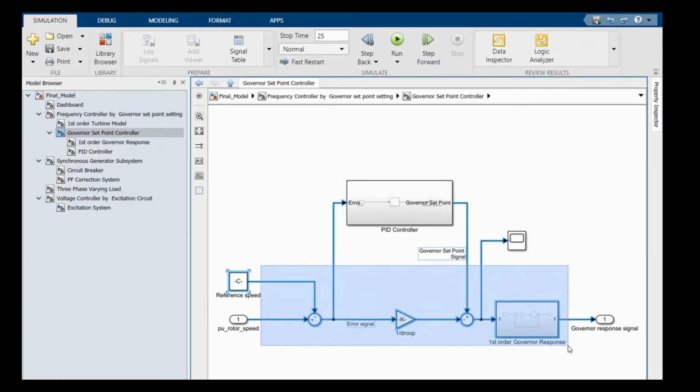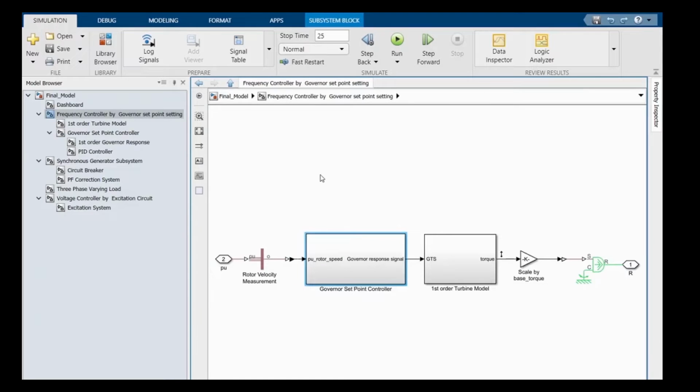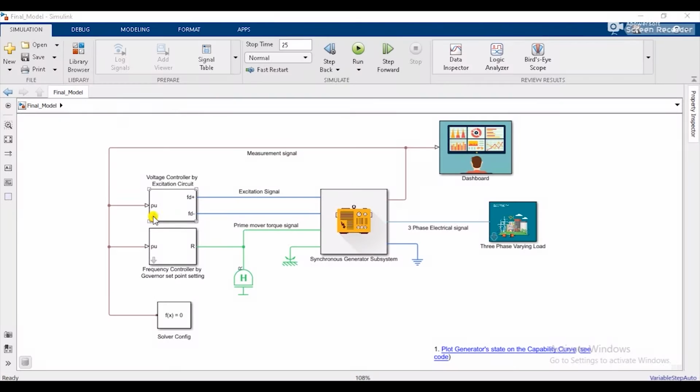In the bottom portion, the error signal propagates after getting scaled by a gain factor and added with the governor setpoint value. The next block just models a physical turbine by a first order transfer function, and later the turbine output is scaled by base torque value, which at last enters into the next section, which is our synchronous generator.